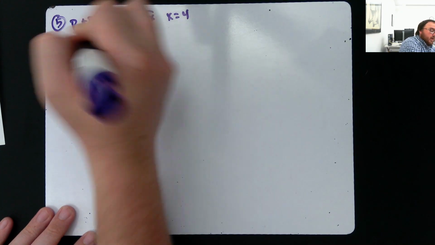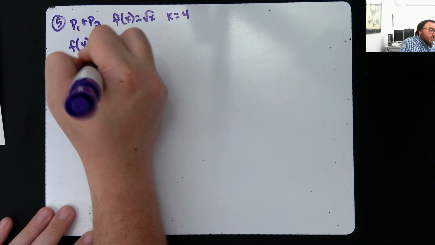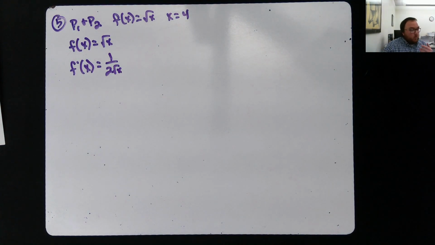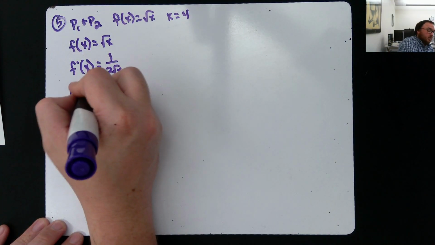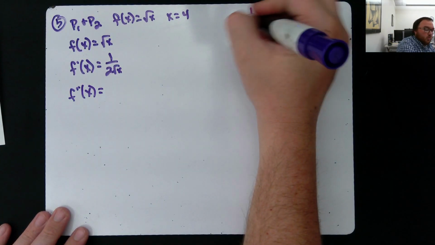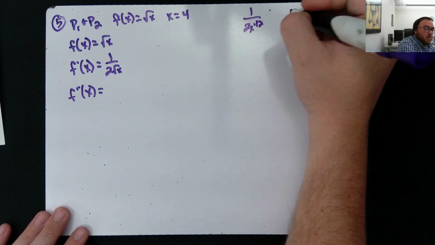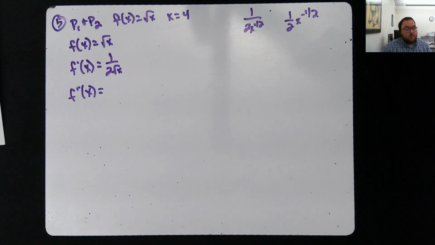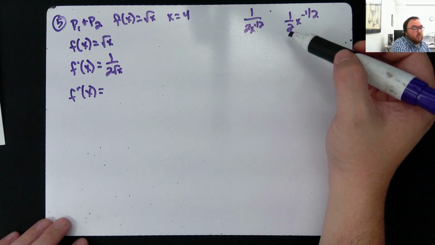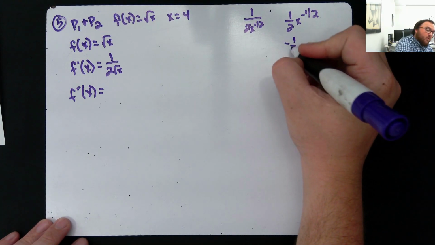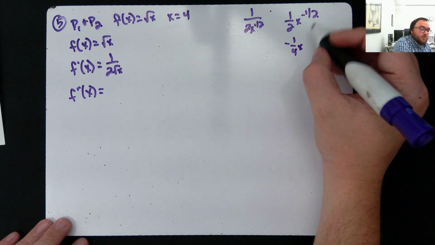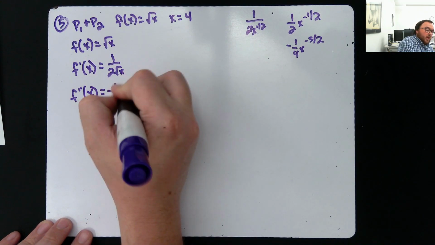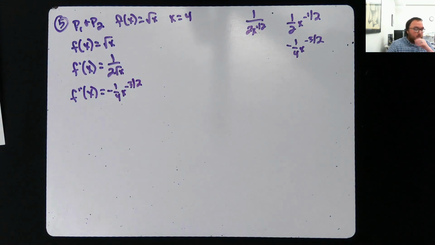f of x is the square root of x. The derivative of that is 1 over 2 square root of x. And the derivative of 1 over 2 square root of x, you could do that as 1 over 2 x to the 1/2, which is 1/2 x to the negative 1/2. Taking the derivative of that, bring the power down front, that gives me negative 1/4 x, decrease the power by 1, negative 3/2. So negative 1/4 x to the negative 3/2.